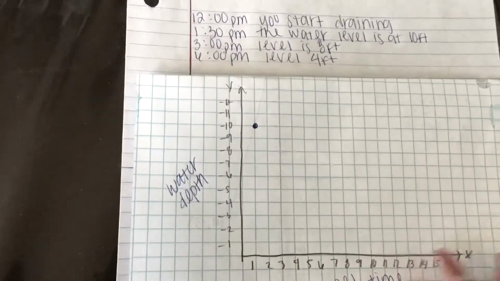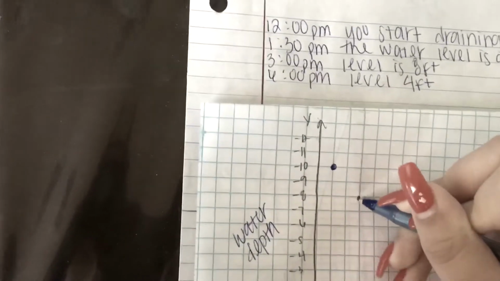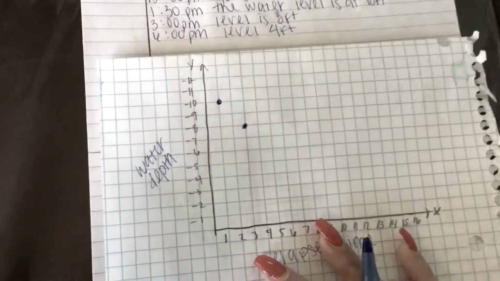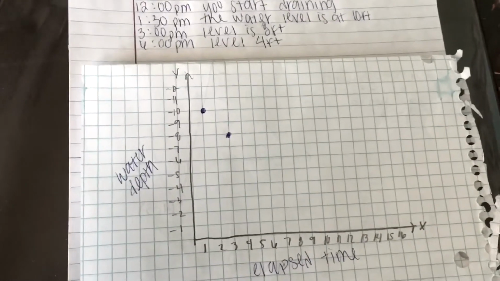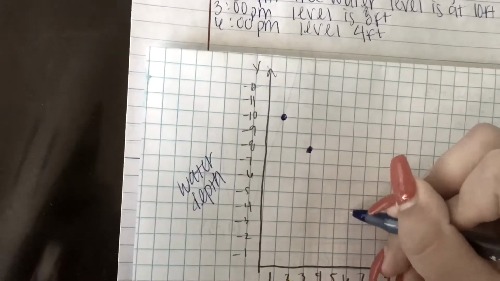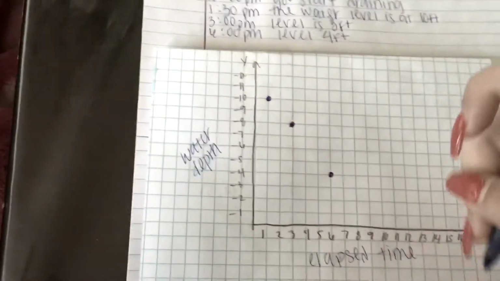And then at 3 p.m., after 3 hours of draining, the level was at 8 feet. So we would put it here. And finally, at 6 p.m., the water level was at 4 feet. So this is a linear graph going straight down.